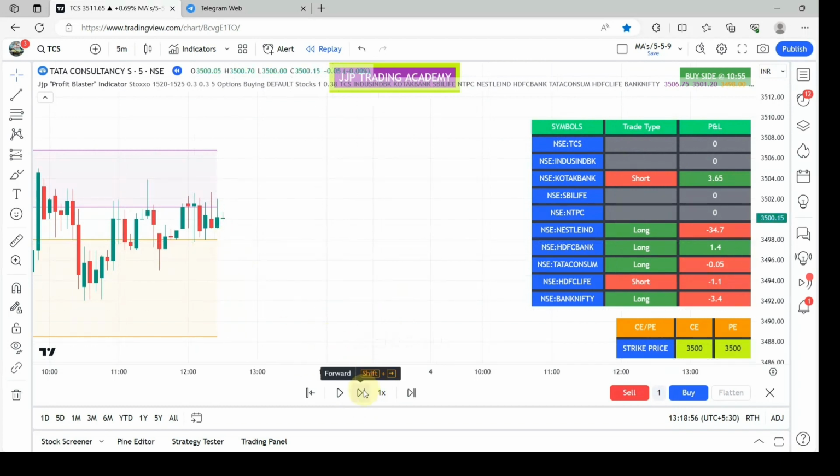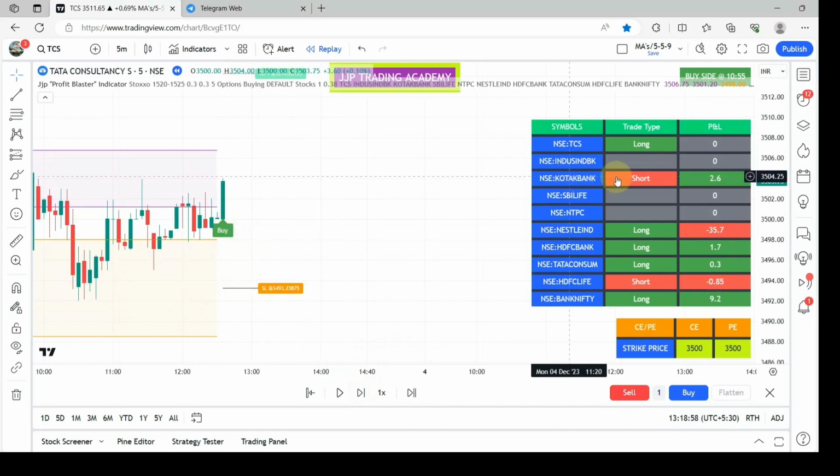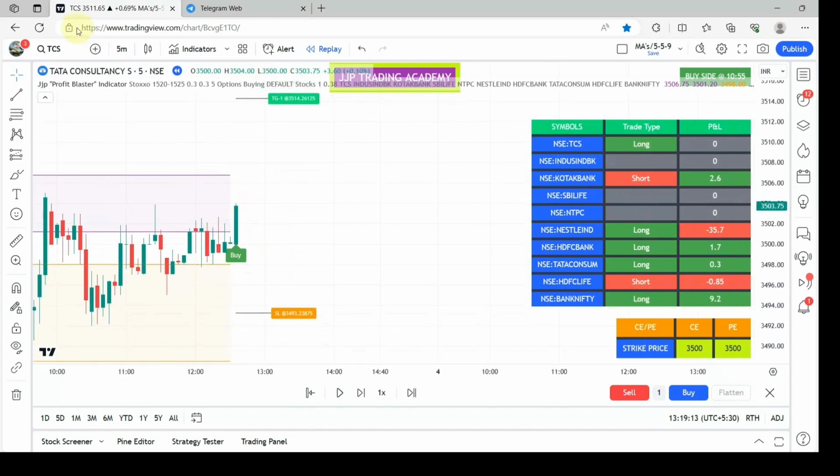once the signal is confirmed, you can see perfectly the long entry has come, so you can easily identify which stock has given the current long entry. You just watch this table, and you can understand which stock has given the current long entry or short entry. After identifying, go to the stock and open the stock name as per the alert.